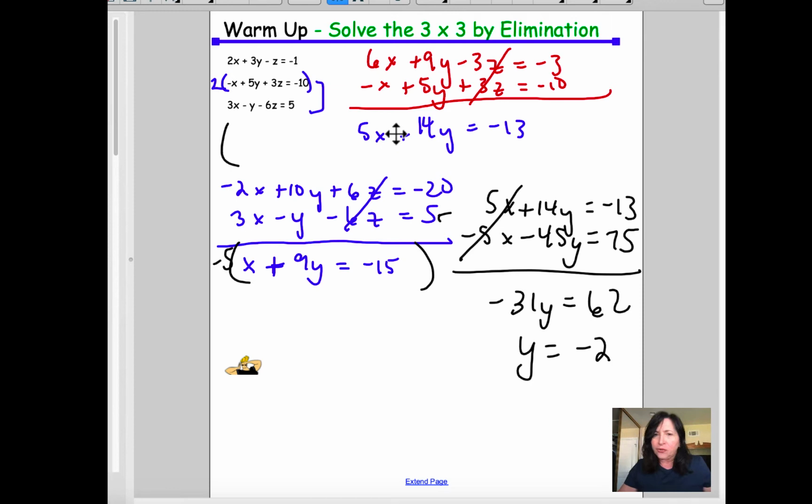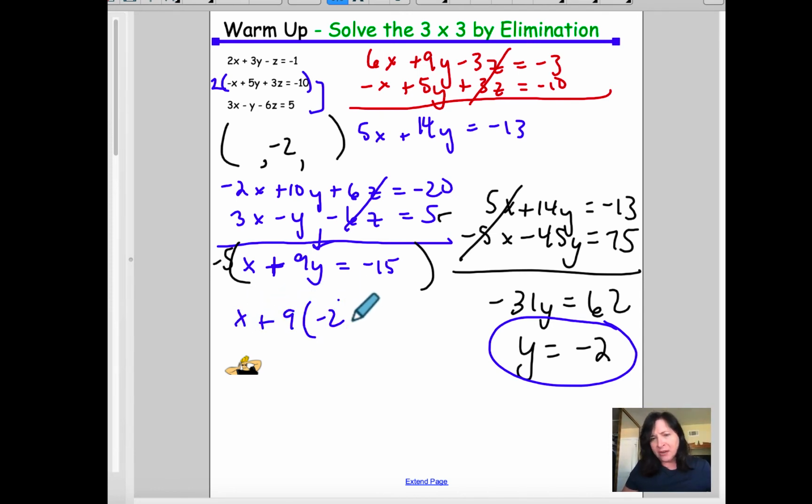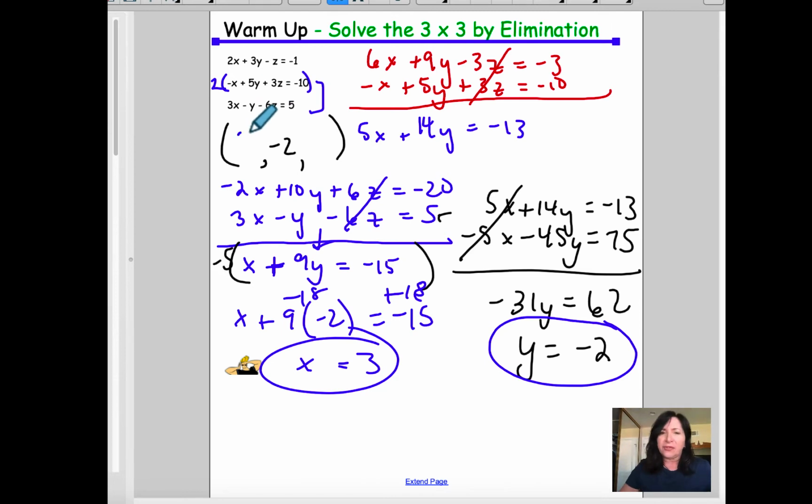So what I know so far is that when I'm solving the system and looking for my intersection point for the three planes, y is equal to negative 2. So I already have that value. Now, in order to find the next value, I'm going to take what y equals and plug it into another equation. Because that's just there, I'm going to use that equation. So I've got x plus 9 times y, which is negative 2, equals negative 15. So x minus 18, which means I'm going to add 18 to both sides. And I'm going to get x is equal to 3. So now I've got x is equal to 3.